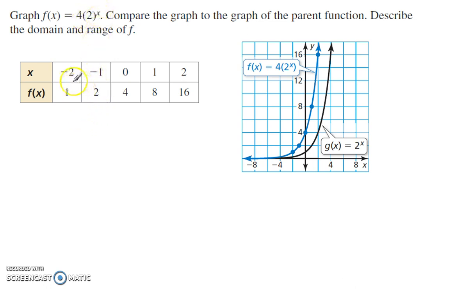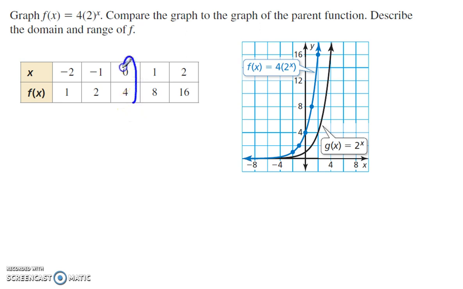You can make a table. Here's that table. If I plug in -2 for the exponent, I would get out 1, right? Because that means divided by 2 squared. That's 4 divided by 4. That's 1. Then if you plug in -1 here, that's 4 divided by 2. That's 2. Plug in 0, that becomes 1. And then that's 4. Okay, so now we can graph these.